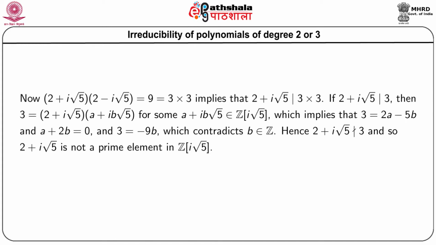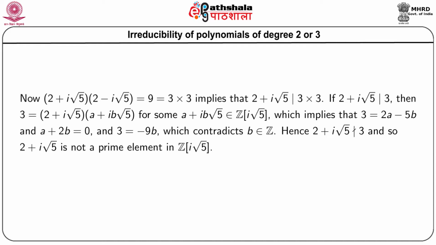If, on the contrary, 2 + i√5 divides 3, then 3 is a multiple of 2 + i√5, say 3 = (2 + i√5)(a + ib√5) for some a + ib√5 in Z[i√5], which implies that 3 = 2a − 5b and a + 2b = 0. These two equations together imply 3 = −9b. Since b belongs to Z, this cannot be.